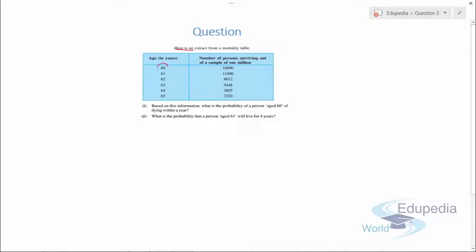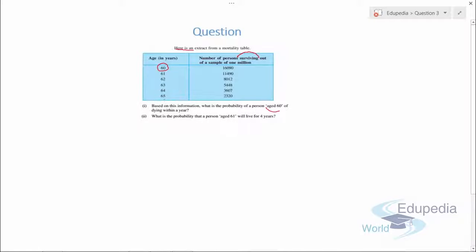Let's say age is 60 and the data given is the number of persons surviving. It's not the number of persons dying, right? So it is the number of persons surviving out of a sample of 1 million. So you have to be very careful, right? Now based on this information, what is the probability of a person aged 60 dying within a year?